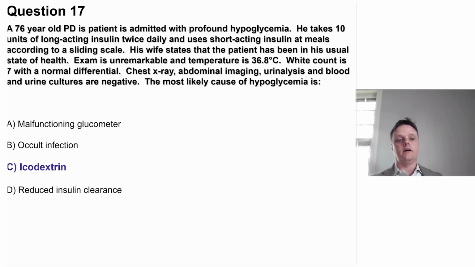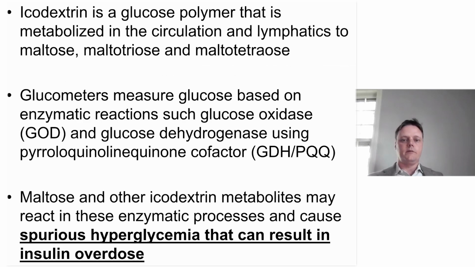The answer here is icodextrin. Icodextrin is a glucose polymer that is metabolized in the circulation by lymphatics to maltose, maltotriose, and maltotetraose. Glucometers measure glucose based on enzymatic reactions such as glucose oxidase and glucose dehydrogenase, and can actually cause spurious hyperglycemia when they're exposed to maltose and other icodextrin metabolites.